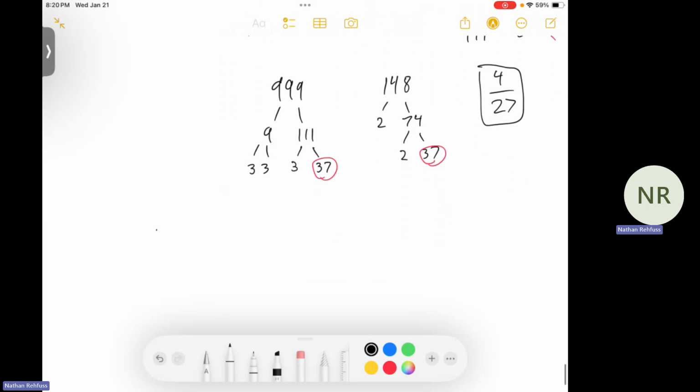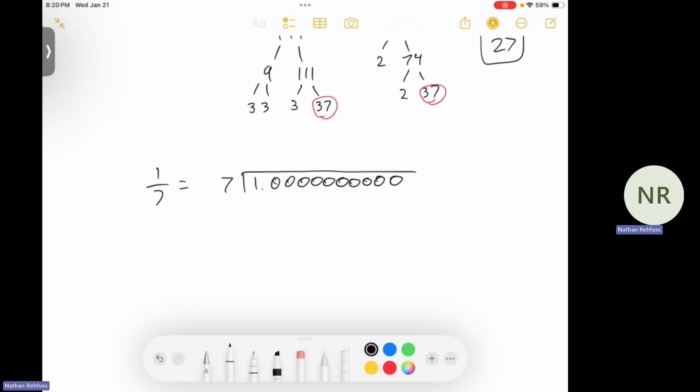If I do 1/7, this is too much fun not to show you. Watch closely. 7 goes into 10 once. 7 goes into 30 4 times.